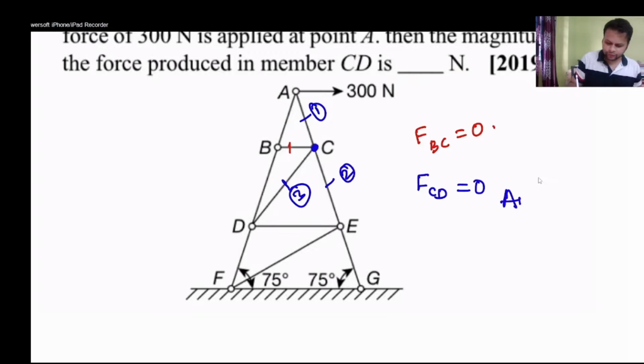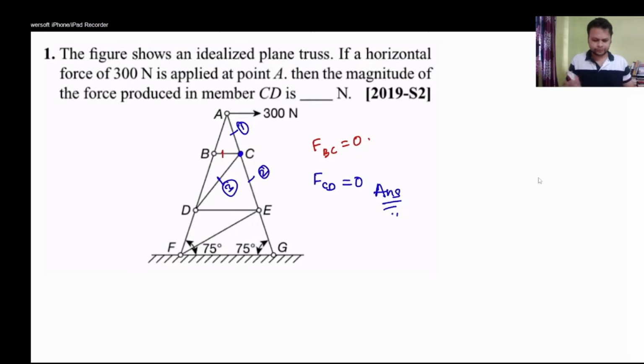So this is your required answer. Force in CD is 0. Okay, let us move ahead.